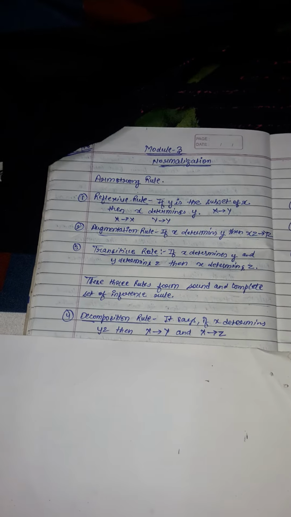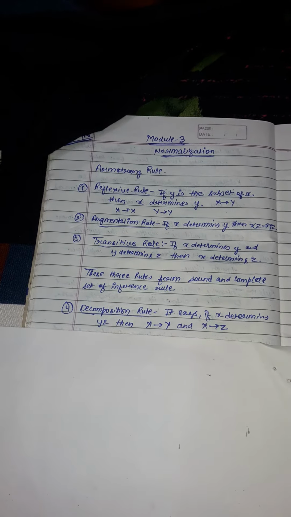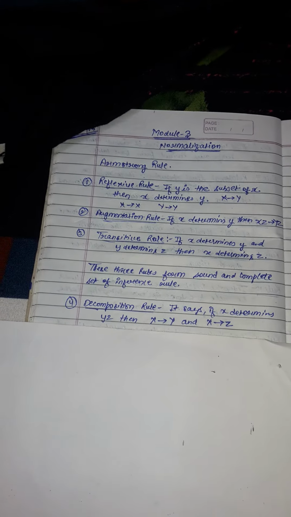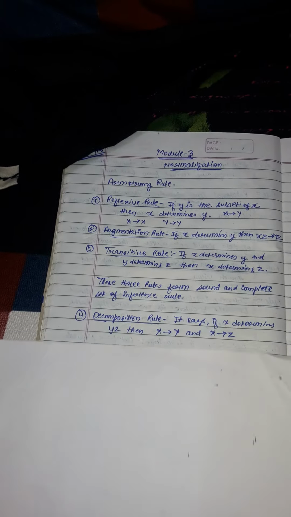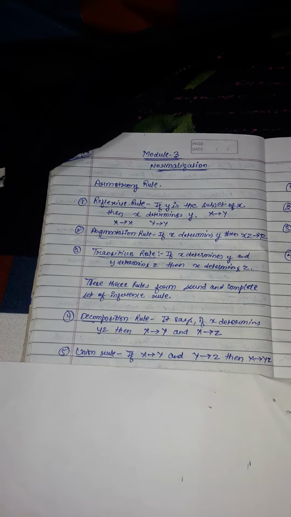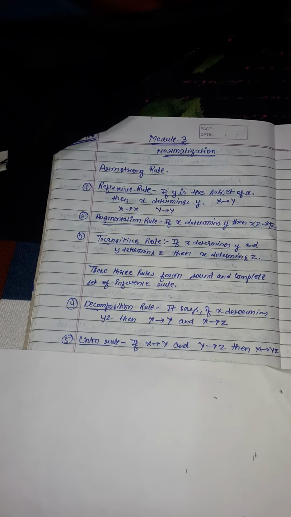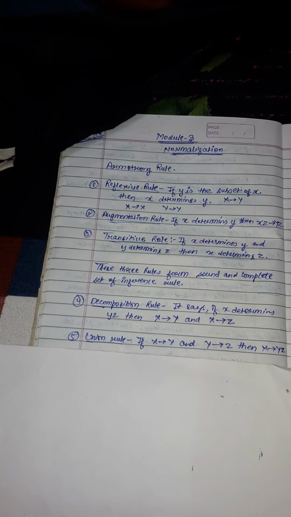Now there are certain derived rules as well, like the decomposition rule. The decomposition rule says that if X determines YZ, then X determines Y and X determines Z. So we have decomposed YZ: X determines Y and X determines Z. Now in the union rule we combine these two, like X determines Y and X determines Z, so X determines YZ. So the decomposition rule and the union rule are inverses of each other.